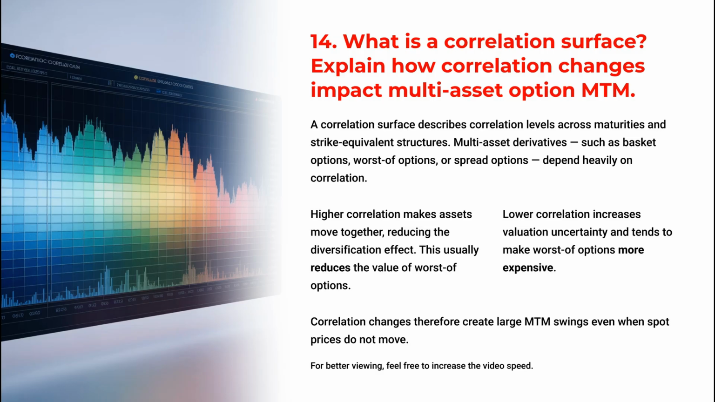Higher correlation makes assets move together, reducing the diversification effect. This usually reduces the value of worst of options. Lower correlation increases valuation uncertainty and tends to make worst of options more expensive. Correlation changes therefore create large MTM swings, even when spot prices do not move.